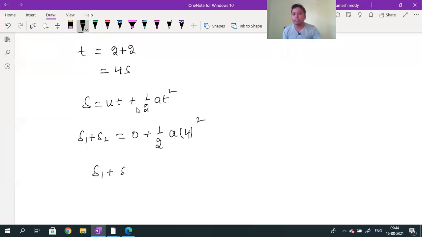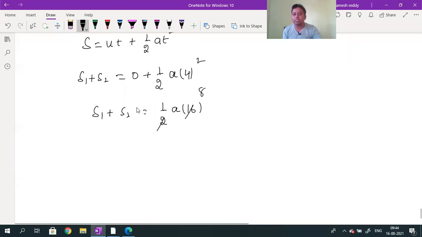So S1 plus S2 will be equal to 1 by 2 into a into 4 square, which is 16. 2 ones are 2, 2 eights are 16. What answer will we get for S1 plus S2? S1 plus S2 will be equal to 8 into a. Can I write this 8a as 2a into 4, or 4 into 2a?